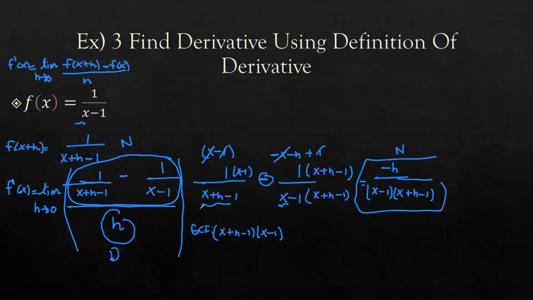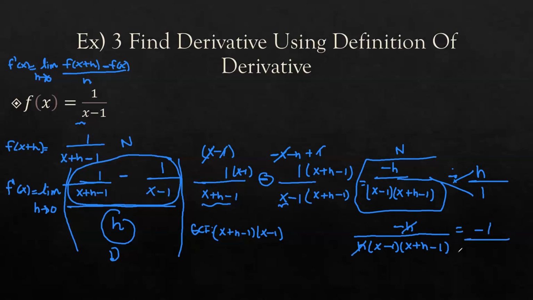Then let's divide this by h. If I cross multiply, this is going to be negative h, and on the bottom this is going to be h times x minus 1 times x plus h minus 1. And what do you see that cancels? The h's. So you're left with negative 1 over x minus 1, x plus h minus 1.